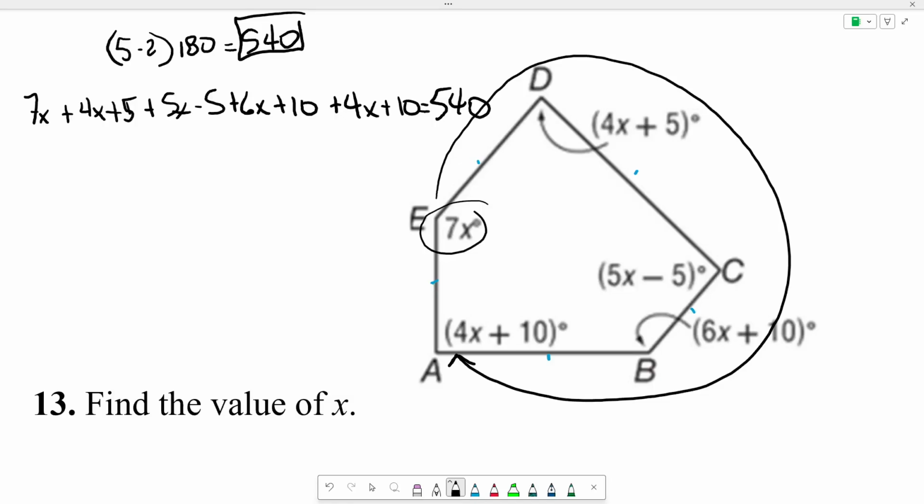Now on the left hand side here, let's collect all of our like terms. So go gather up all my x's, because all my x's live in Texas. Okay, so let's see, I've got 7 and 4 is 11, 16, 17, 21. I got 21 x's. Sounds like some people I know. Next, I gather up my numbers. Notice here I got a positive 5 and a negative 5. These two cross out, making 0. And I got a 10 and a 10, so that gives me 20. And that equals 540.